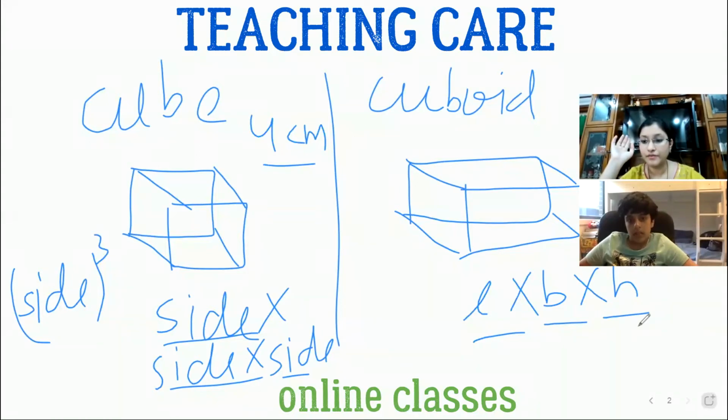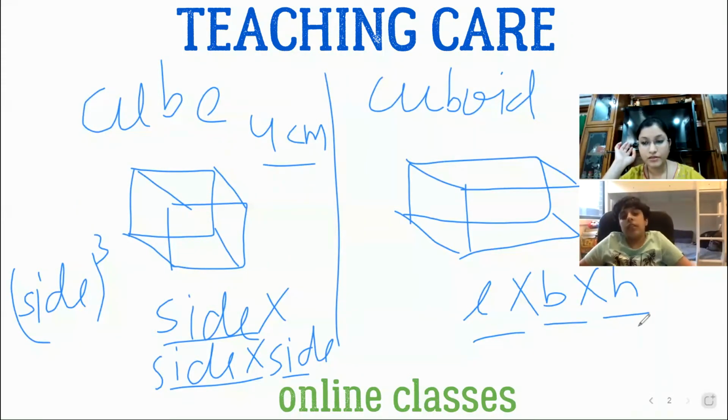Everything is same. Like in a square, all the sides are same. And a cube is made out of squares. So everything, length, breadth and height, all three things are same for the cube. Both the things clear, sure?